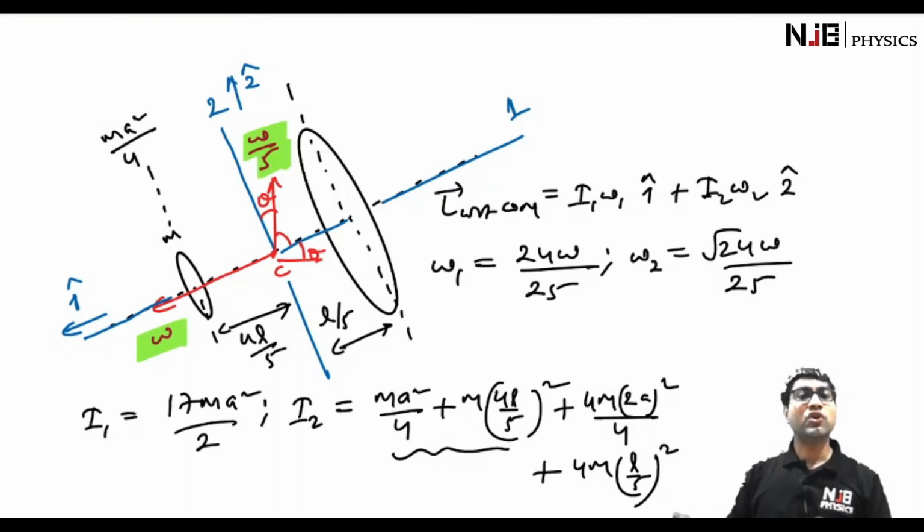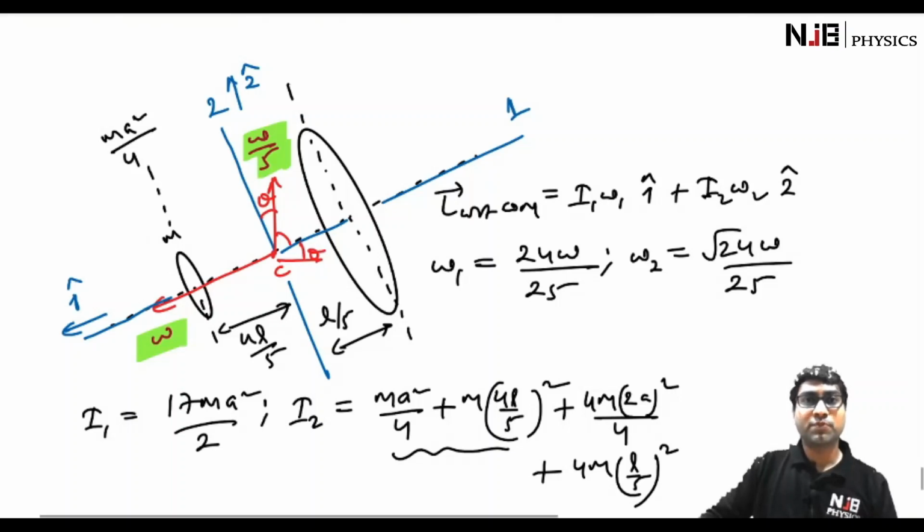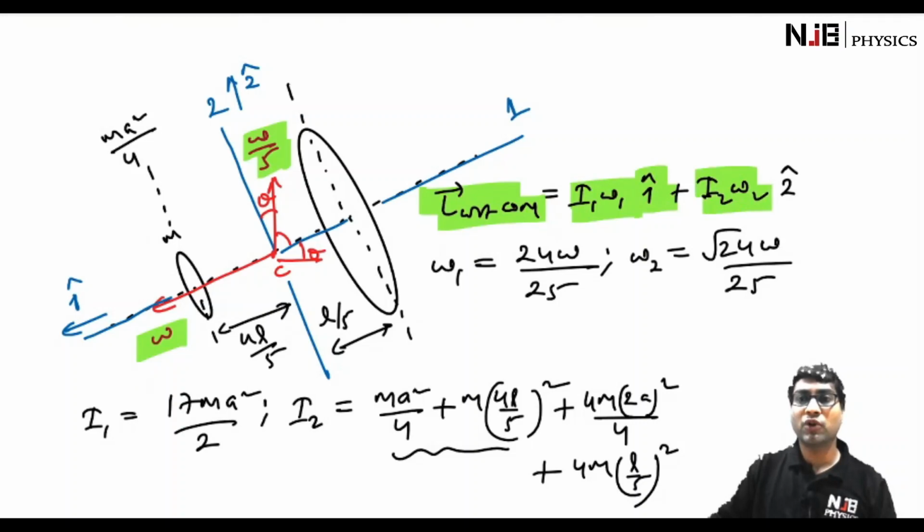So you can see that we got the values of omega 1, omega 2, I1 and I2. All you need to do is put all these values in this equation. That means angular momentum with respect to center of mass will be I1 omega 1 1 cap plus I2 omega 2 2 cap. Then you get the value of angular momentum with respect to center of mass. And if you are interested in its magnitude, it is going to be under root of I1 omega 1 whole square plus I2 omega 2 whole square.